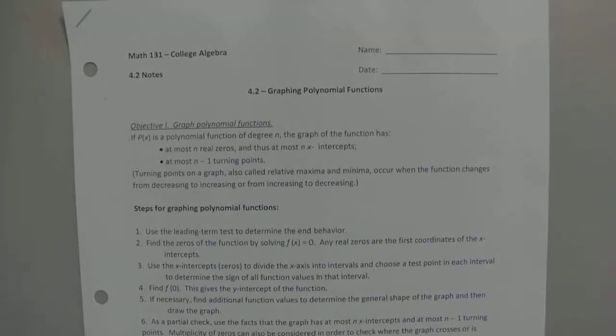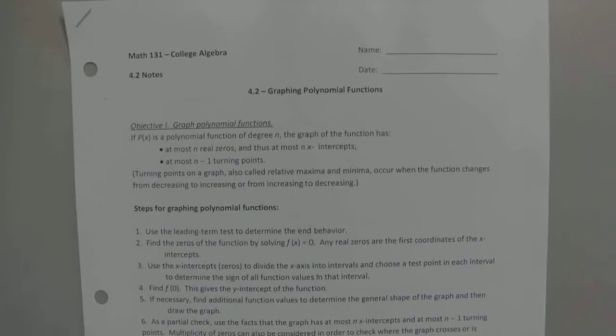It says if p of x is a polynomial, so they'll call it p of x, f of x, h of x, they'll call it anything. If n is the degree, then the graph of the function has at most n real zeros and n x-intercepts, meaning if it's a third degree polynomial, at most it crosses three times and at most it has three zeros. Does it have to have three? No, it can have three, two, or one, or none, all right? But if it's a third degree polynomial and it has five, something's wrong, okay? So you're not going to go above that.